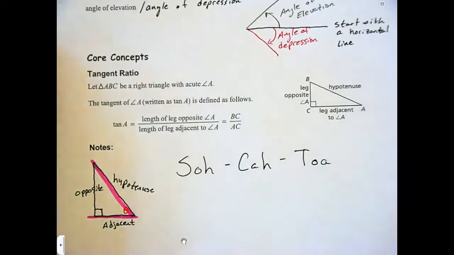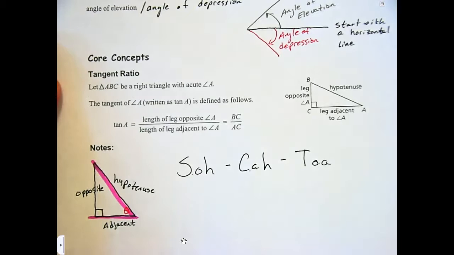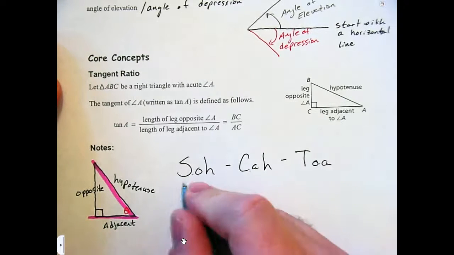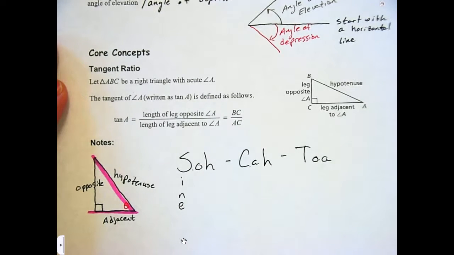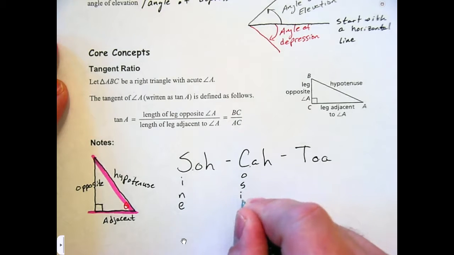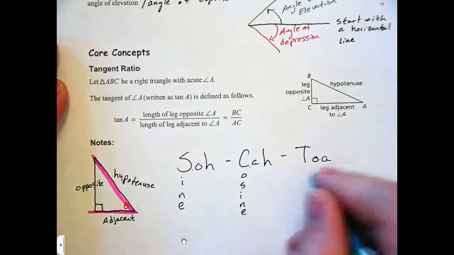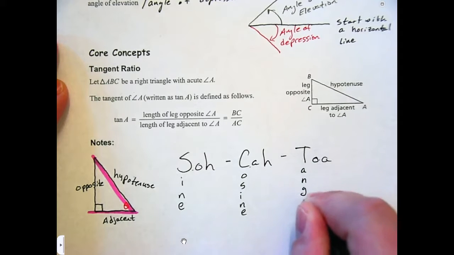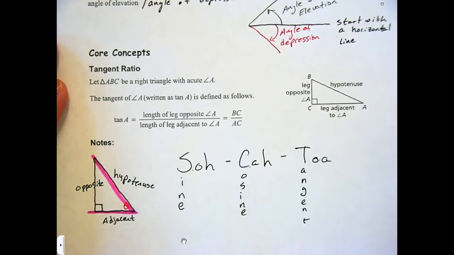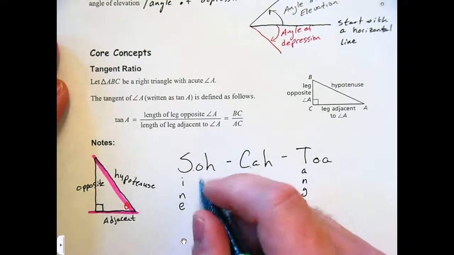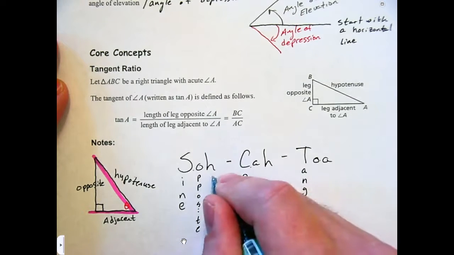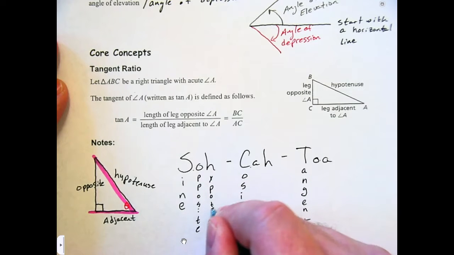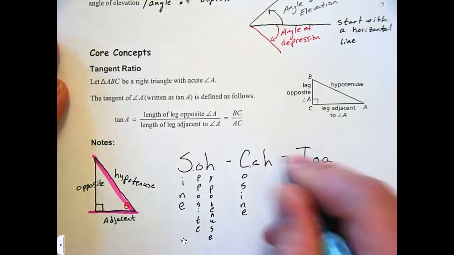Now, each one of these represents a trig function. S stands for sine. C stands for cosine. And T stands for tangent. O stands for opposite. H stands for hypotenuse. A stands for adjacent.